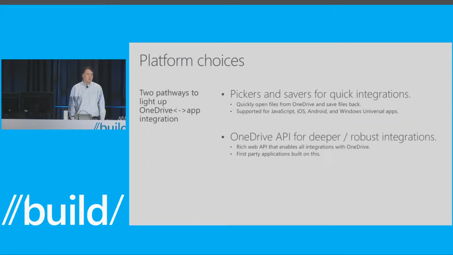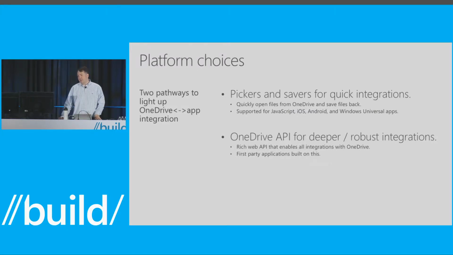When you look at the OneDrive and OneDrive for Business platform, there are sort of two pathways you can go when you think about how to integrate. There's what we call pickers and savers, which are really for quick integrations. Think of this as the file picker or the common file dialog from Windows or Win32. It's a quick way to just drop a few lines of code into your application and be able to open a file or save a file back to OneDrive without really thinking about what's going on, without getting deep into our API, I would say.